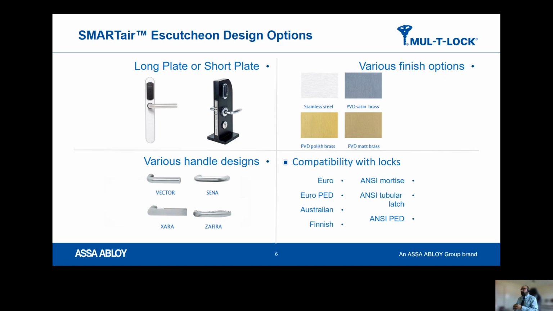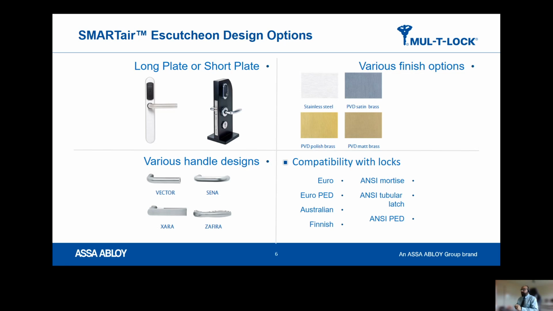In addition to that, there are different variants within the escutcheons. As you can see on the left-hand side, there is a long plate version and there is a short plate version as well. If you're installing these SMARTair escutcheons on glass doors where you haven't got enough room to fit a long plate version, you can then go for the short plate version option. There are various finishes available. The images that you've seen on the left are the stainless steel version, but we can offer different finishes as well, like satin brass, polished brass, and matte brass, depending on the decor.